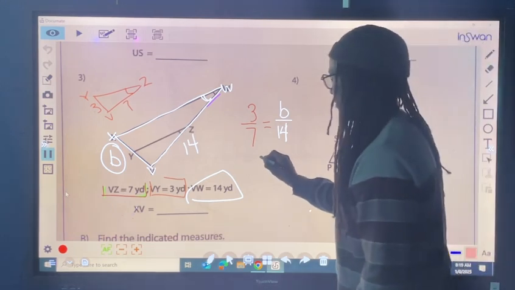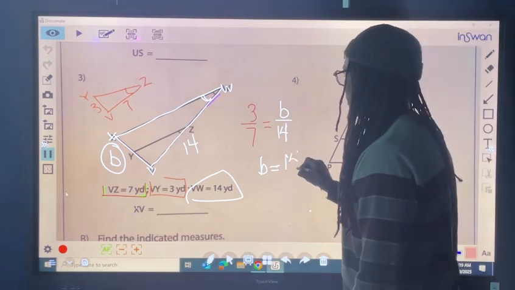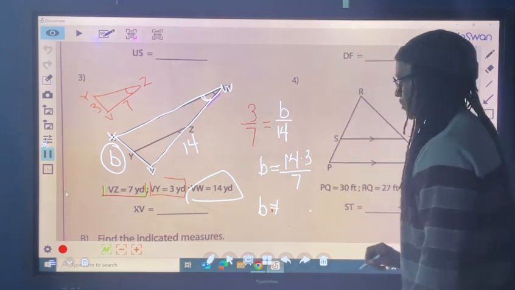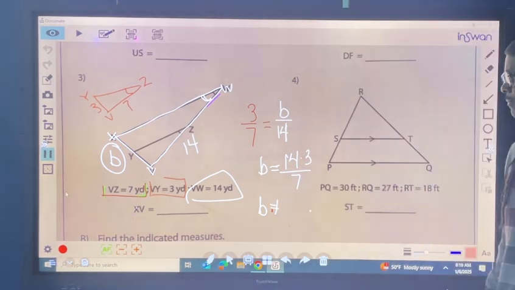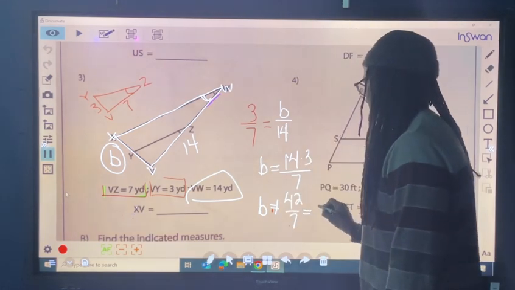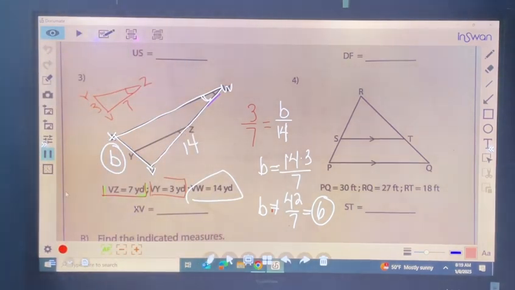All you're doing for B is multiplying what two numbers? 14 times 3 and divide by 7. What's 14 times 3? 42. 42, yep. And then 42 divided by 7, my answer is, you got it. Remember that the proportions just break down similarity and proportion.